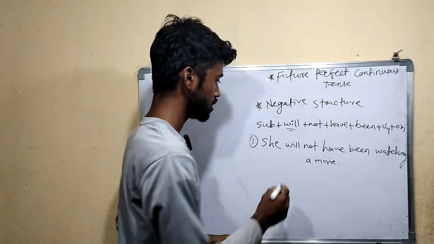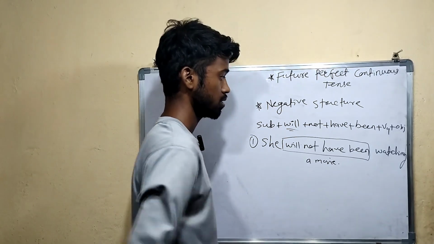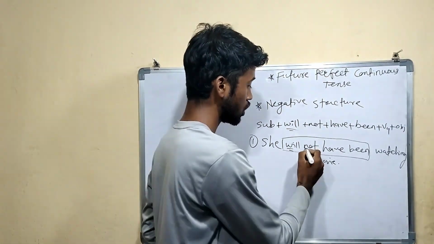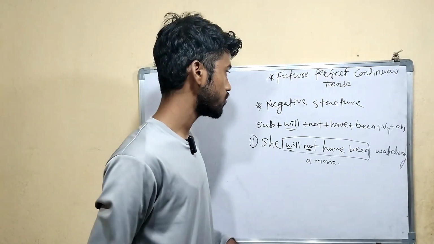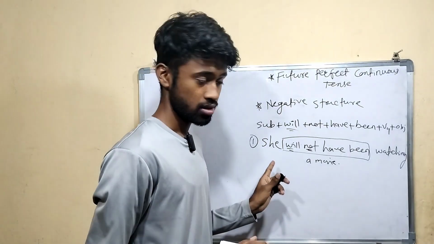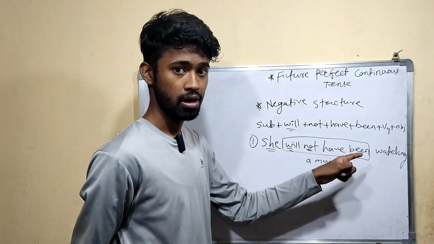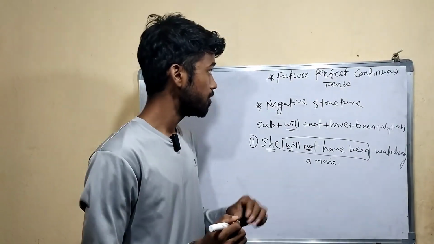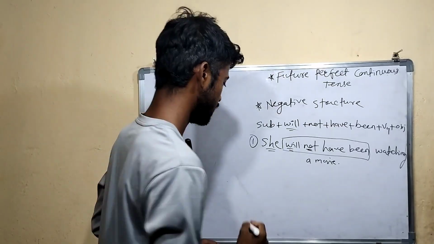So first what you need to understand, this structure is very important here. Okay, first helping verb, that is will, after that not, after that have been. This is the structure you are going to follow in the negative structure. First subject, this is the subject. After that will, not, have been. You understood where you have to use not in this future perfect continuous tense? You understood, right?